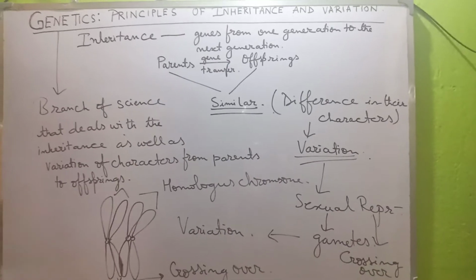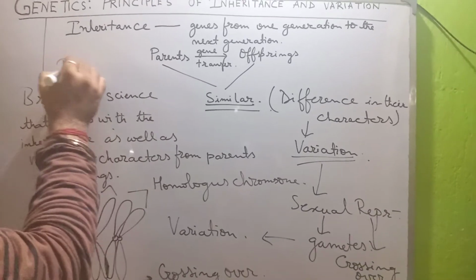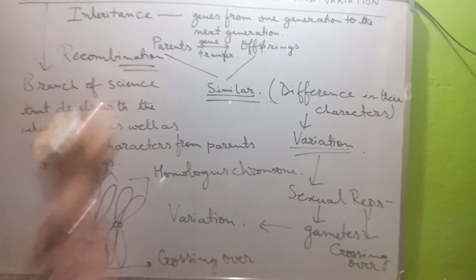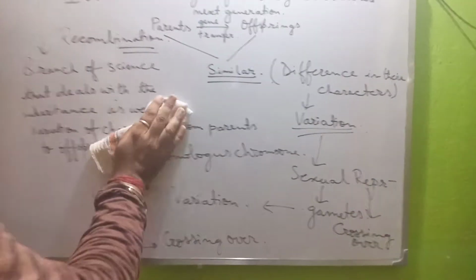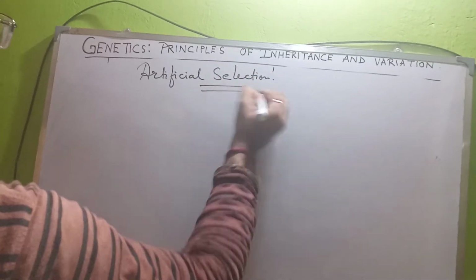Now the next thing is that often we find genes are also present together. When a group of genes are present together, we call it recombination. Now let us discuss the next portion, how this variation occurs. Apart from this, you will find two things. One is artificial selection. What is artificial selection? In your NCERT book you have come across this term.